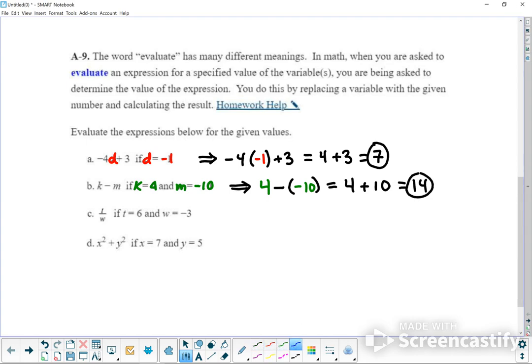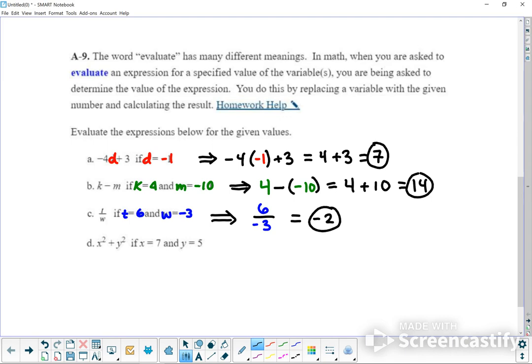Okay, this next one, instead of t, we're going to use 6. Instead of w, we're going to use negative 3. All right? So if this is t, but remember, instead of t, we're going to use 6 divided by w, but instead of w, we're going to use negative 3. So we are left with 6 divided by negative 3, which is negative 2.